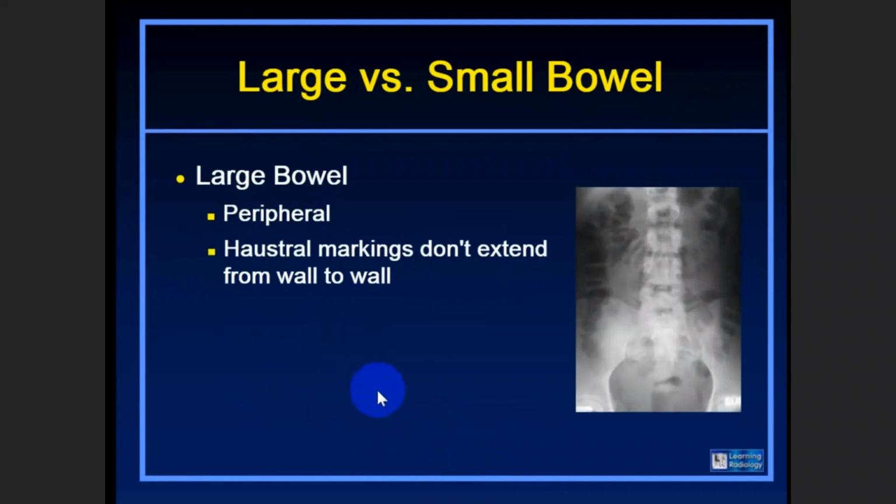Regarding how to differentiate between large and small bowel in different images, large bowel is always peripheral. These are the large bowel, peripheral, and it has haustral markings and doesn't extend from wall to wall. This is hysterectomy. Okay, this looks like brackets, continuous brackets. This is the haustration of the colon.